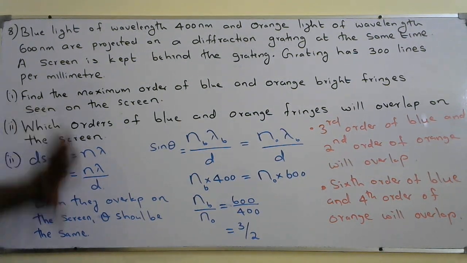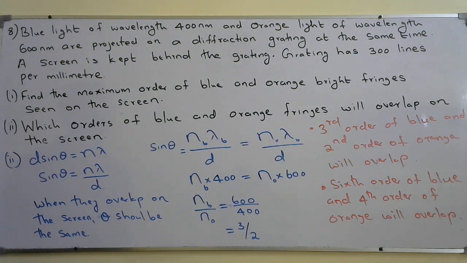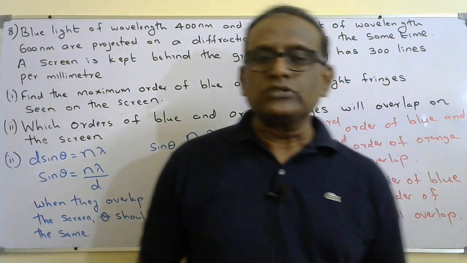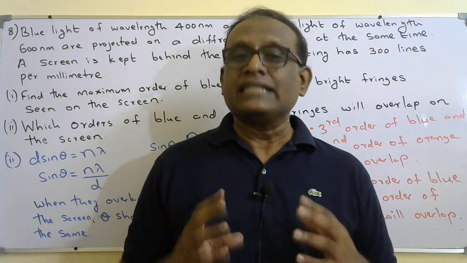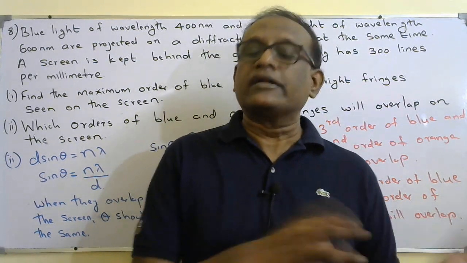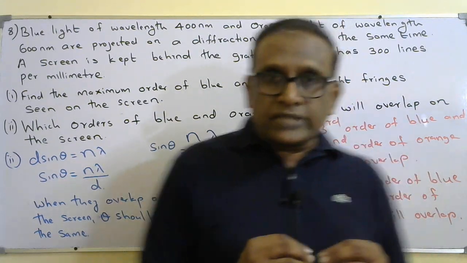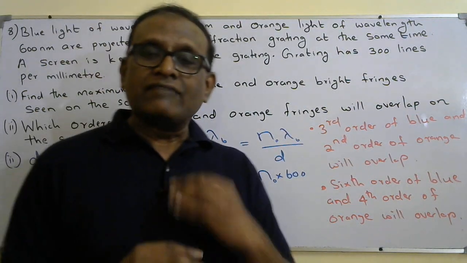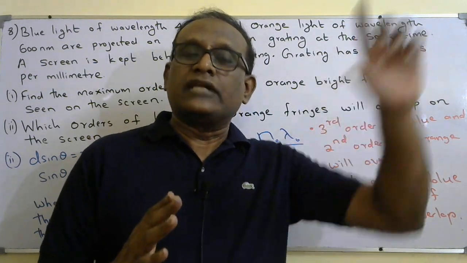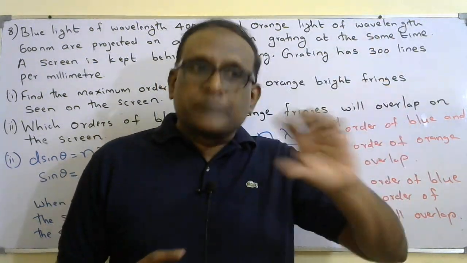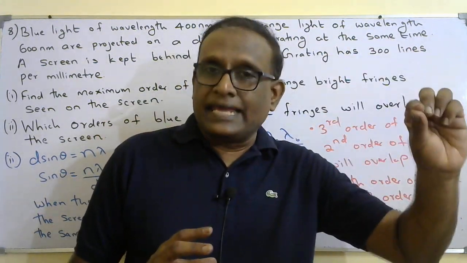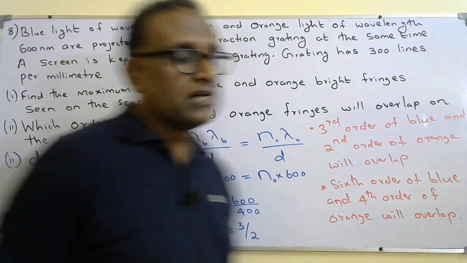Okay, the second part asks which orders of blue and orange fringes will overlap. If they want to overlap, the condition is that they should have the same angle theta. They can have different orders of blue and orange overlapping, but they should have the same angle theta. If they have the same theta, then x will be the same because tan theta equals x over d, where x is the distance from the 0th order. So they should have the same theta. I wrote the answer already.